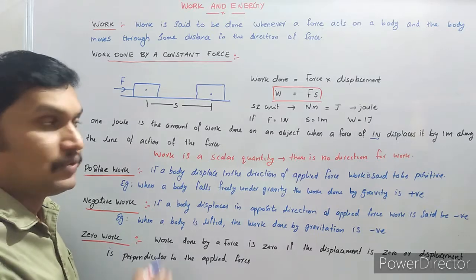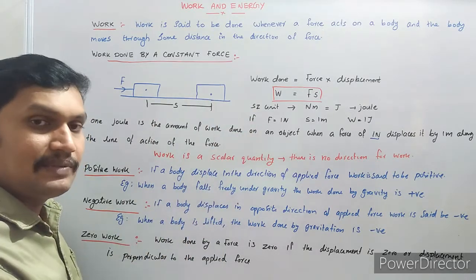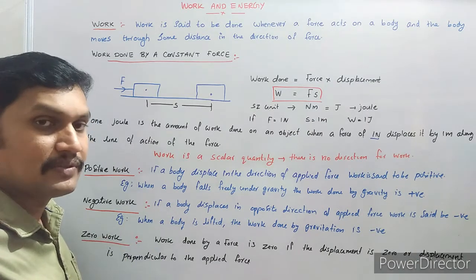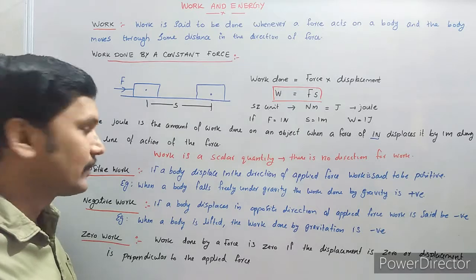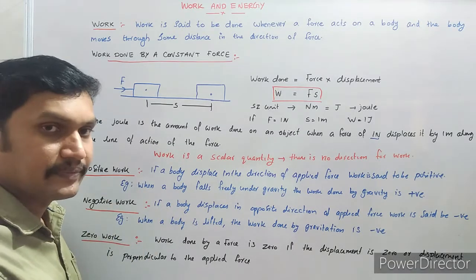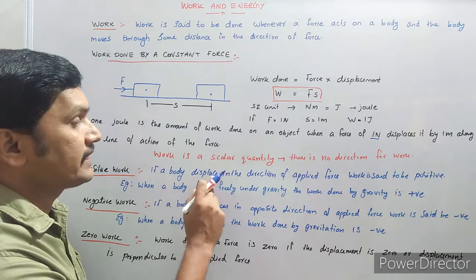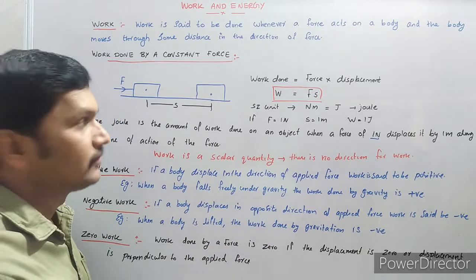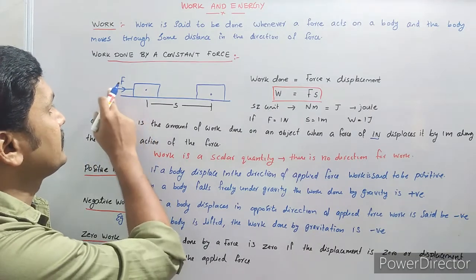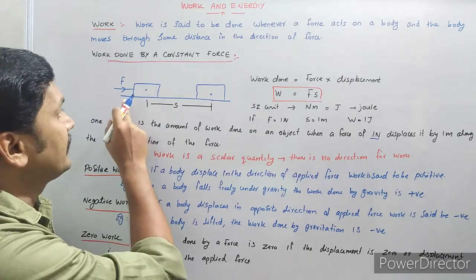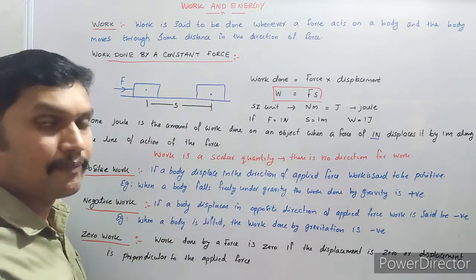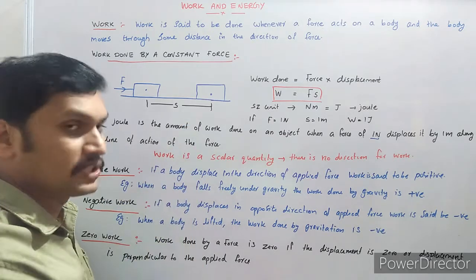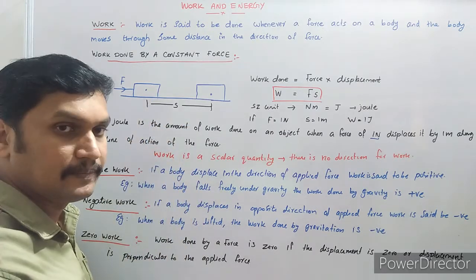Now see, the work done can be positive or negative or even zero. Let us see in what situation work is positive, negative and zero. Positive work: if a body is displaced in the direction of the applied force, work is said to be positive. For example, in this situation, this is the direction of the applied force and the object displaces in the direction of the applied force. So we can say the work done by this force is positive.